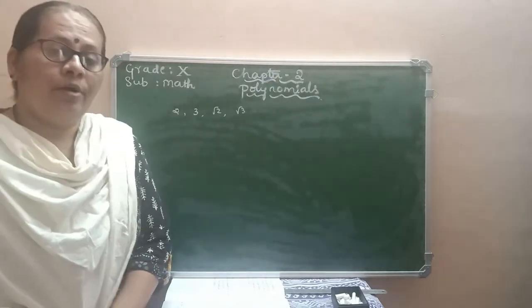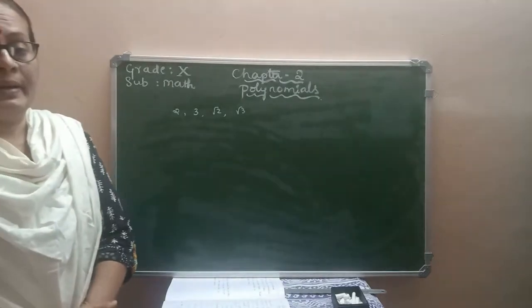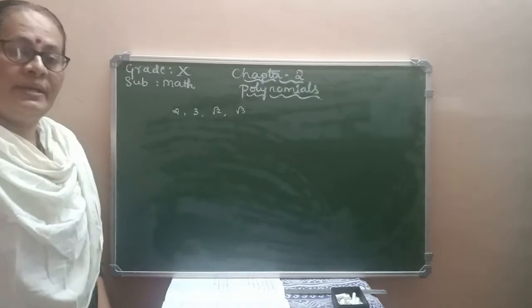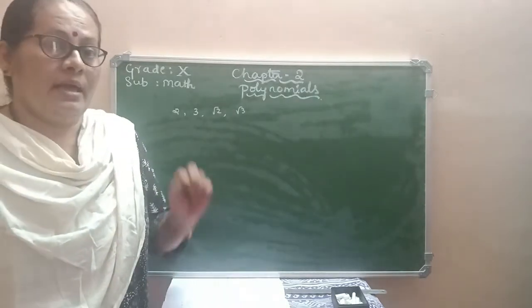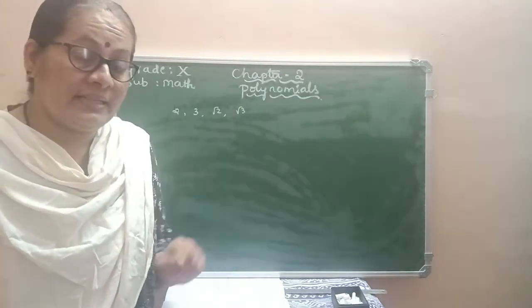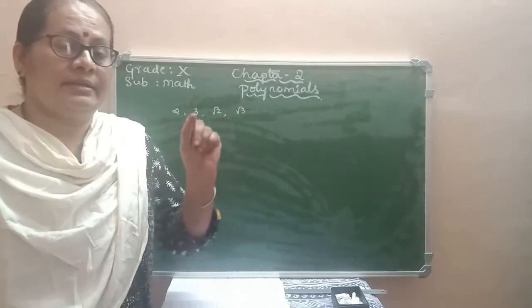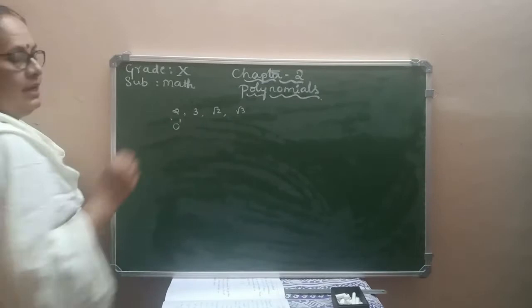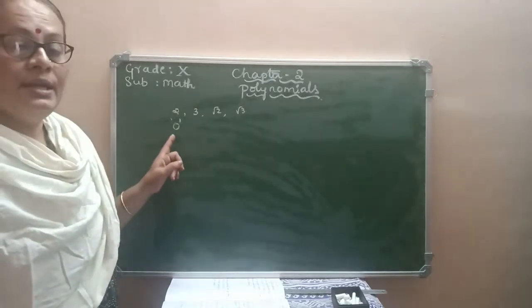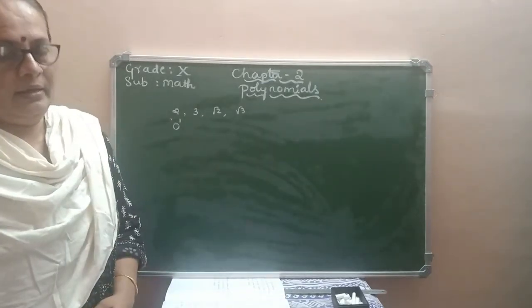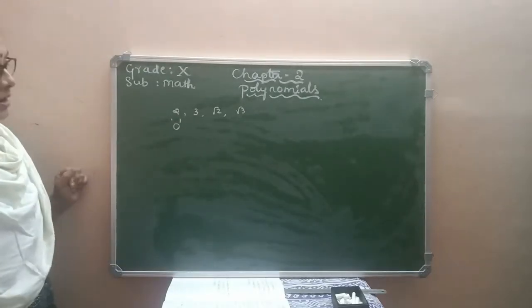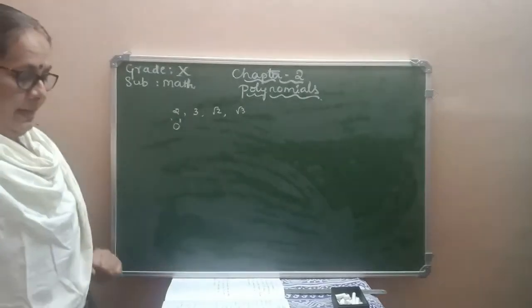Next is zero polynomial. What do you mean by zero polynomial? If a constant polynomial is zero, then it is called a zero polynomial. Example: 0. This is a zero polynomial. The constant polynomial 0 is called the zero polynomial.